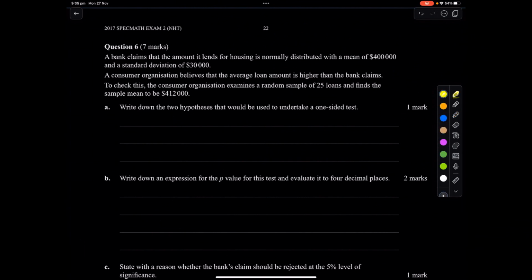Question 6. A bank claims that the amount it lends for housing is normally distributed with a mean of this and a standard deviation of this. A consumer organization believes that the average loan amount is higher than the bank claims. To check this, the consumer organization examines a random sample of 25 loans and finds that the sample mean is greater than that 400,000. Write down the null hypothesis. So write down two hypotheses that would be used to indicate the one-sided test.